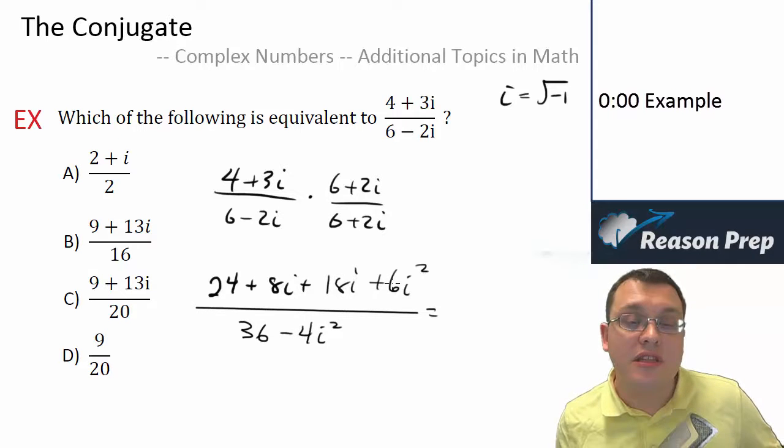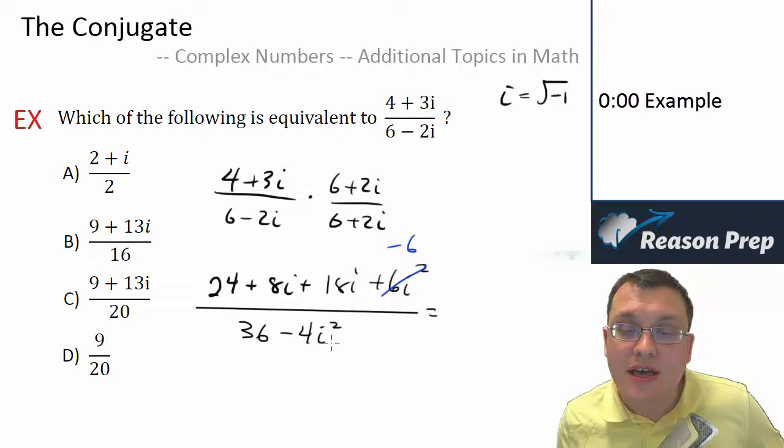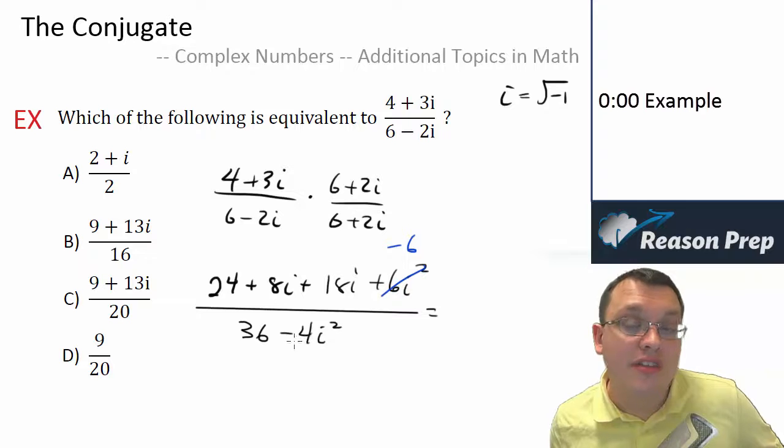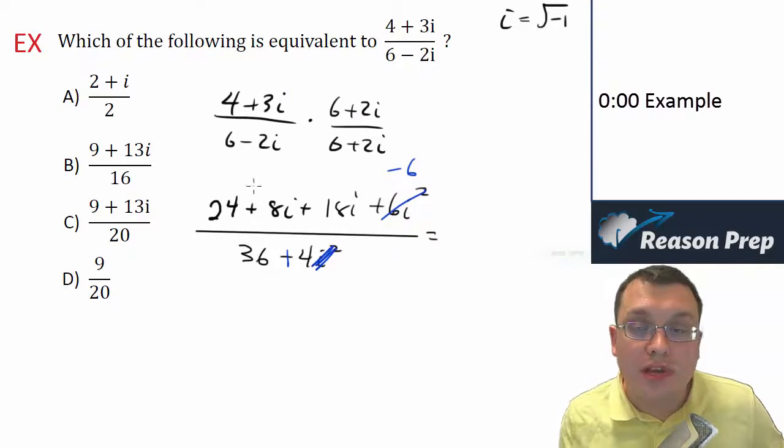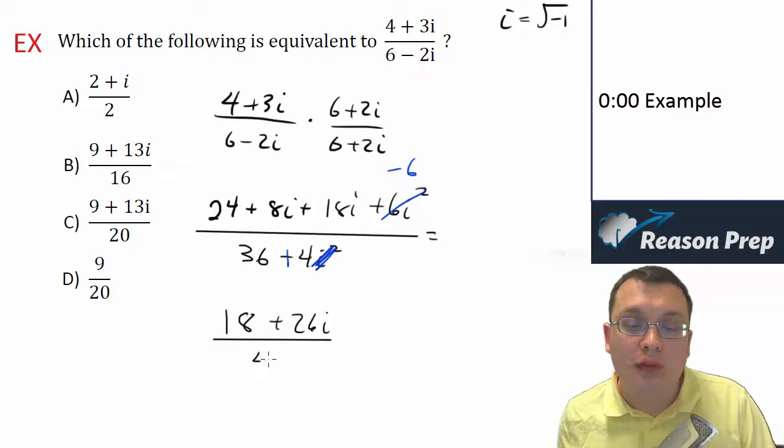So now we just have to deal with the i squared. Remember, i squared is just -1. So this becomes -6. This becomes -1 times -4, which just becomes +4. So what do we end up with? We get 24 minus 6 is 18, plus 26i, all over 40.